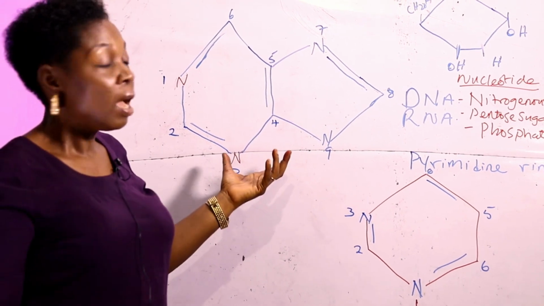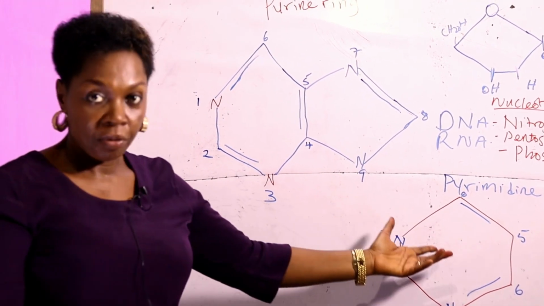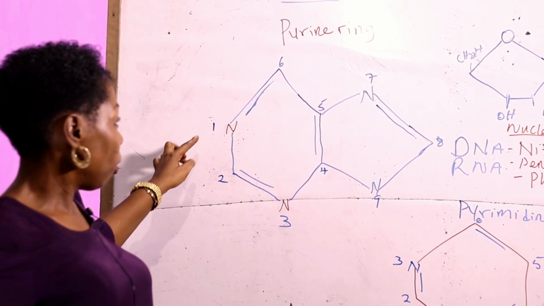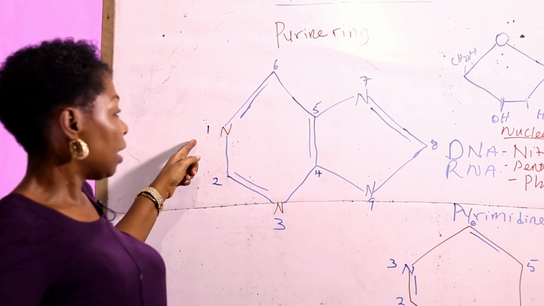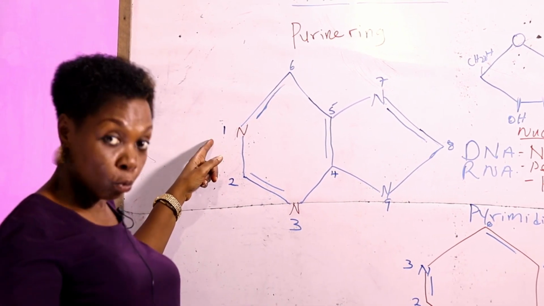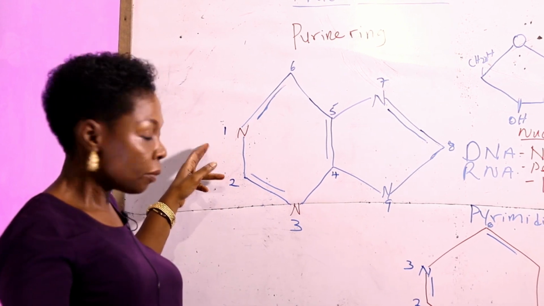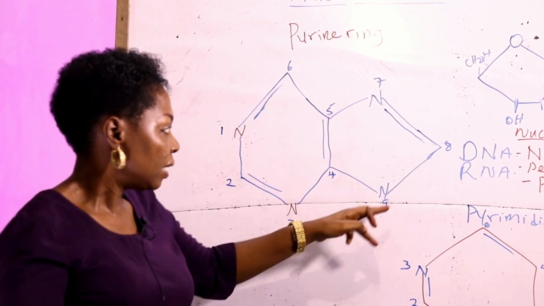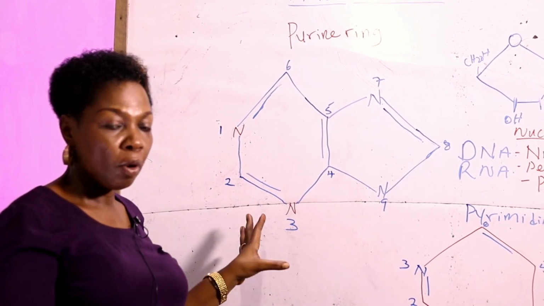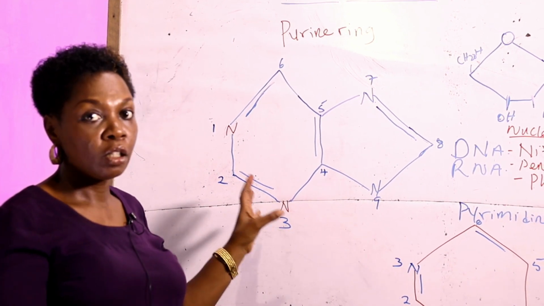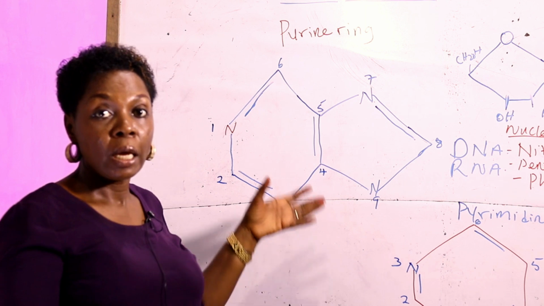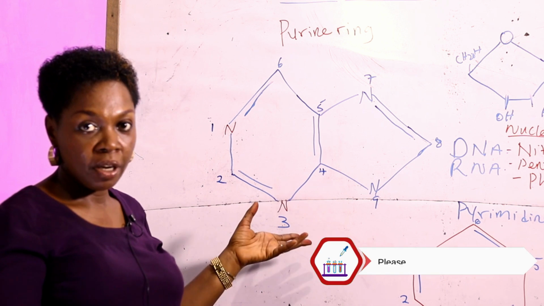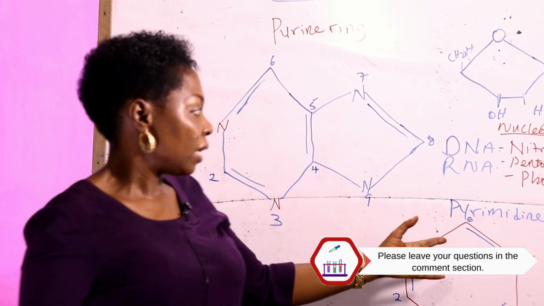Now the purine rings are more complex than the pyrimidine rings. So let's take a look at the purine ring. The purine ring is made up of a 9-membered structure. Beginning from this left side, which is point 1, you have 1, 2, 3, 4, 5, 6, 7, 8, 9. So that's where we say it is made up of a 9-membered ring structure. We are going to be looking at the sources of these carbon and nitrogen atoms in the purine ring in subsequent videos.